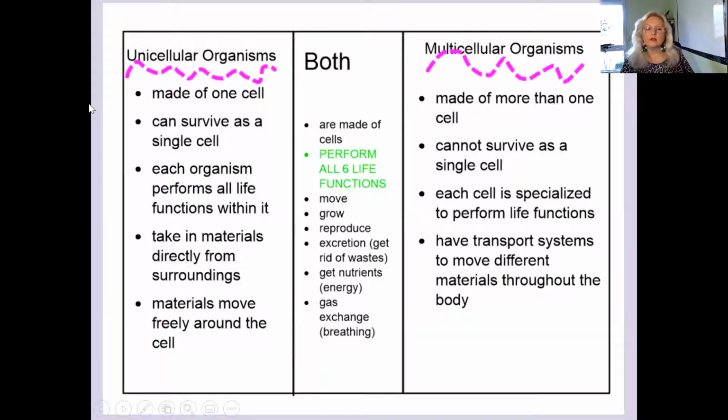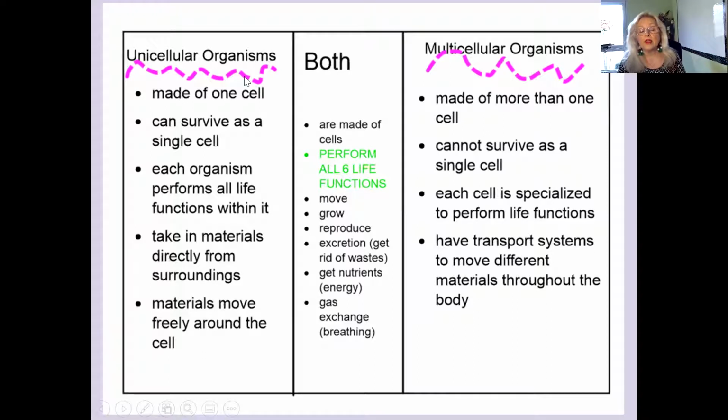Now here's a comparison, just to give you an idea. Unicellular organisms, made of one cell, can survive as a single cell. Each organism performs all life functions within it. They take in material directly from their surroundings, and materials move freely around the cell. Now here, multicellular organisms are made up of more than one cell. They cannot survive as a single cell. Each cell is specialized. They have a special job to perform life functions. And they have transport systems, see our word, transport, to move different materials throughout the body.